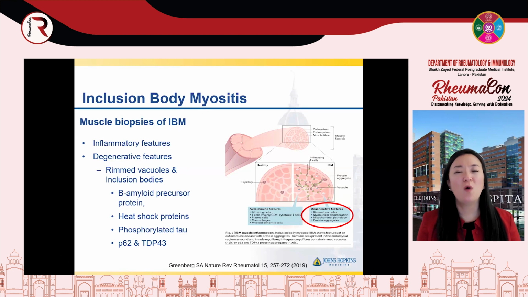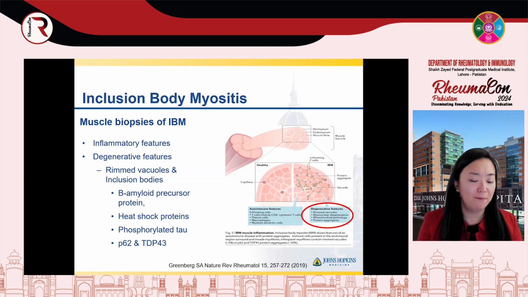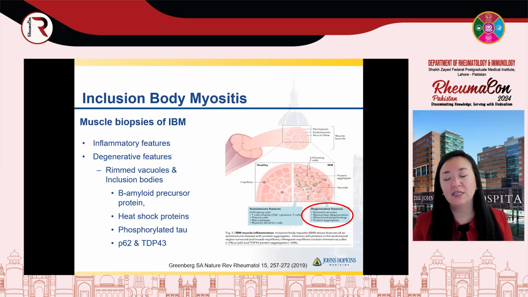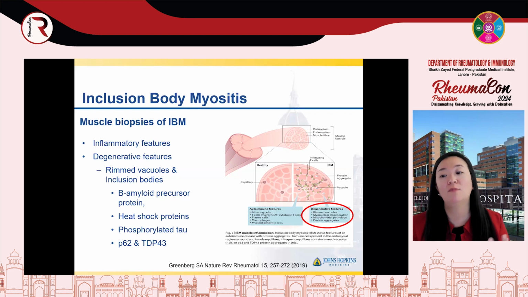All right. So why is IBM so difficult to treat? Because certainly there have been multiple trials in the past looking at IVIG, methotrexate, and these all don't work. And that was really trying to target the inflammatory features of patients who have inclusion body myositis. And that has not worked at all. So in recent years, the focus has turned to trying to block and get rid of the degenerative features we see on muscle biopsy.